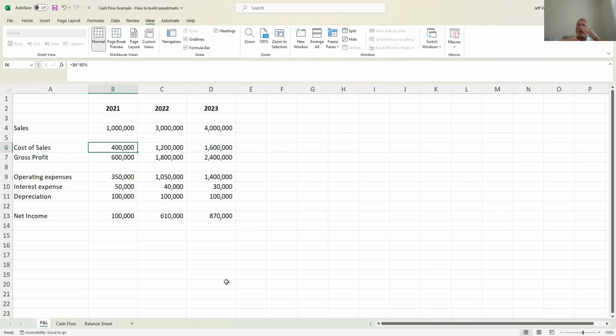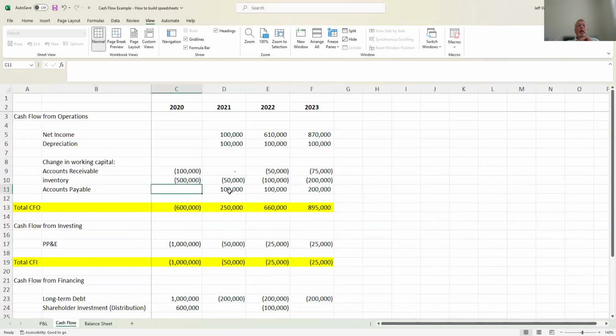But instead of having $400,000 in cash going out of the business, you just have $300,000 going out of the business. Therefore, you generated another $100,000 in cash by effectively not paying your bills at 100%. So the cash flow from operations that first year is 250 grand.